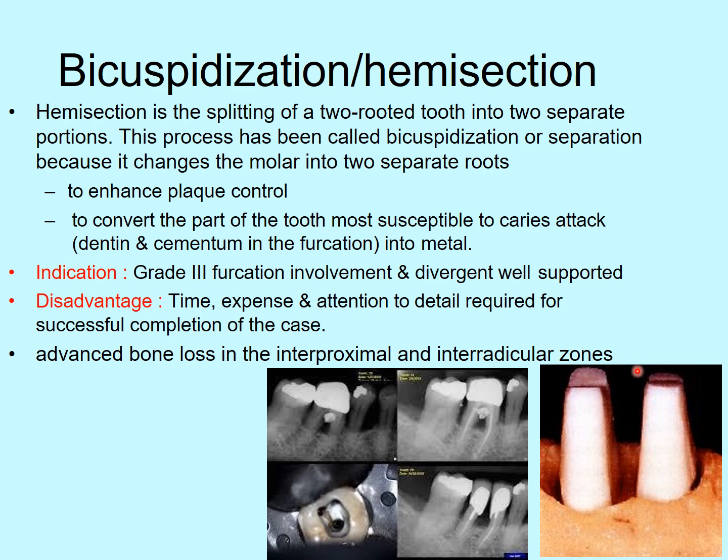So the main advantage is to enhance plaque control, and to convert the part of the tooth more susceptible to caries, that is attack, into metal. The indication is grade 3 furcation involvement. If it is through and through, this bicuspidization or hemisection can be done. The disadvantage is the time, expense, and attention to detail required for successful completion. If the two separate teeth cannot withstand the load, the prognosis will be poor. Advanced bone loss in the proximal area can lead to failure of the procedure.